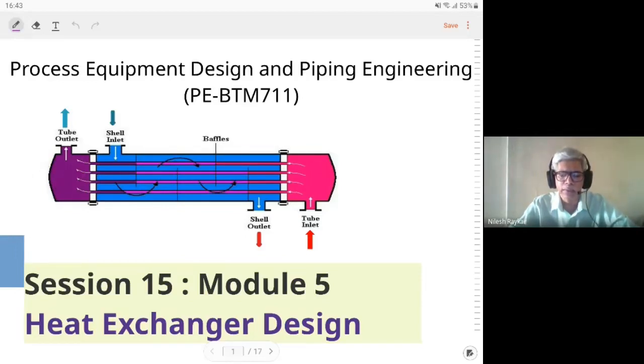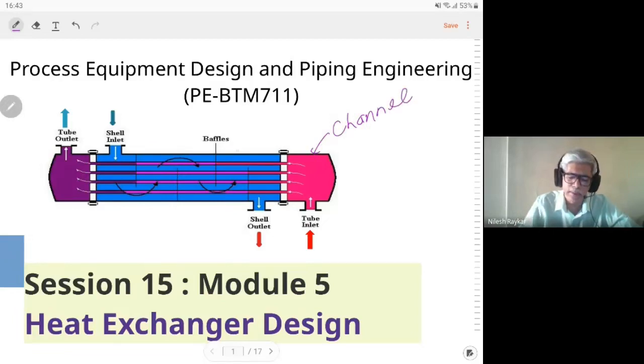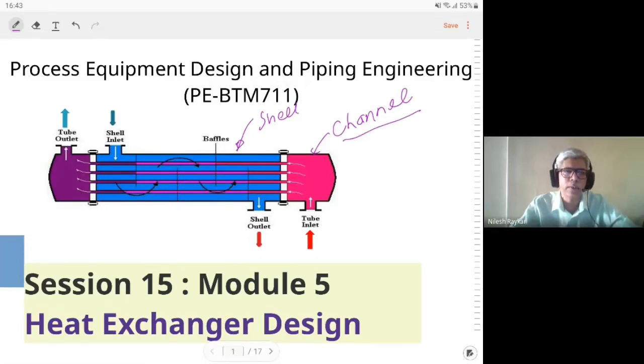So one chamber, as discussed earlier, is known as the channel section, and the other section is called the shell. That is the terminology used in heat exchanger mechanical design. You have one chamber which is connected to the inside of the tubes, which is known as the channel side, and another chamber which is outside, connected to the fluid outside the tubes. That is known as the shell section.